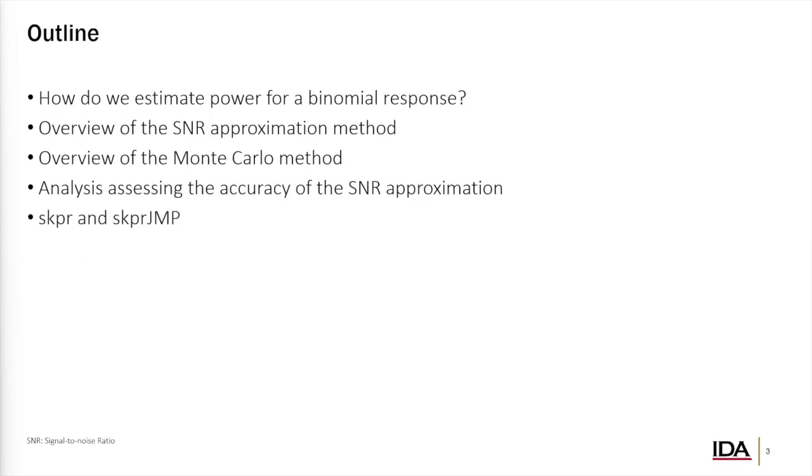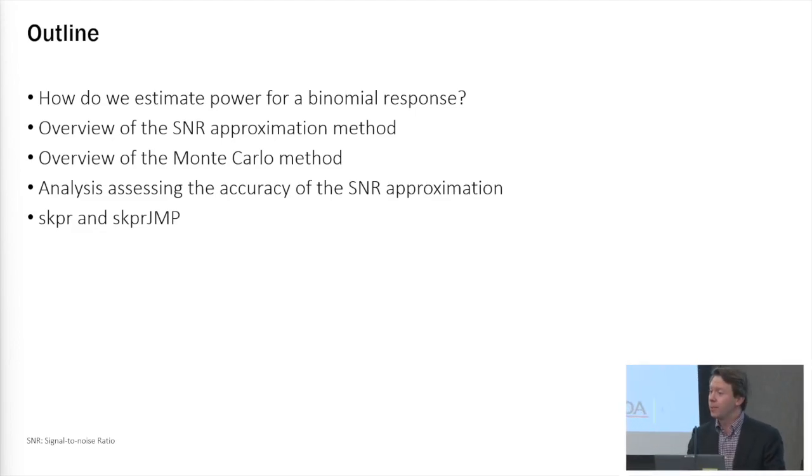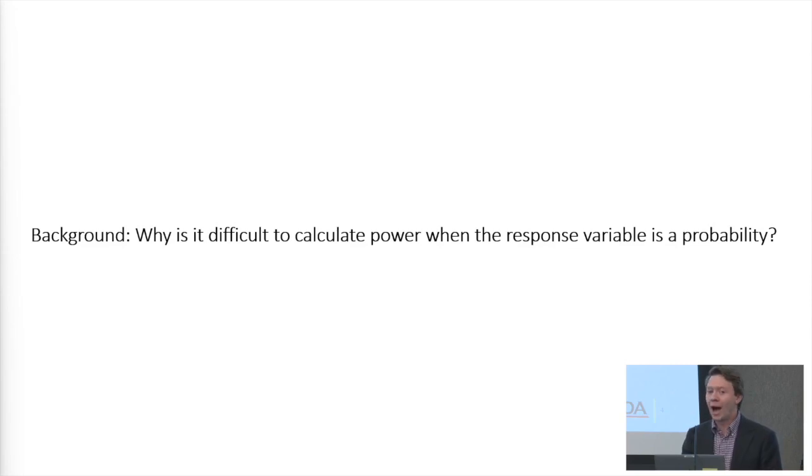So the overall outline is I'm first going to motivate what makes it difficult to calculate power when you have these binary responses. Then I'm going to give a quick overview of what the SNR approximation method actually is and how it works around the difficulties for binomial responses. Then a quick introduction, telling you what the Monte Carlo method is and why it's so well suited for power analyses. Then I'm going to show you a very short analysis, but again, I think pretty convincing, showing why the SNR approximation is not a good method in 2024. And then talk a little bit about skpr and skpr-JMP. So background: why is it difficult to compute power when your response is a probability?